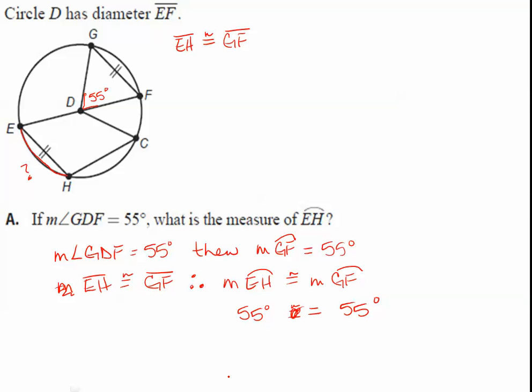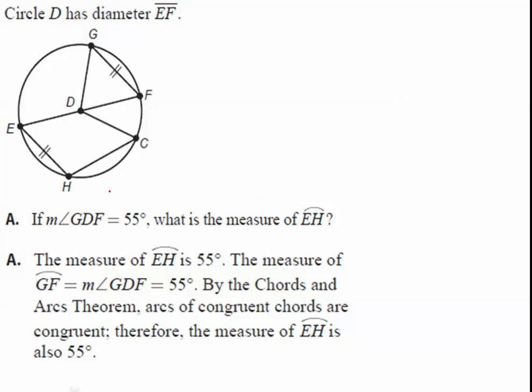So since GF is 55 degrees, I'll write it up here on my figure too, then EF is going to be 55 degrees. Hopefully that'll be pretty easy to grasp and remember. And there's the official answer.